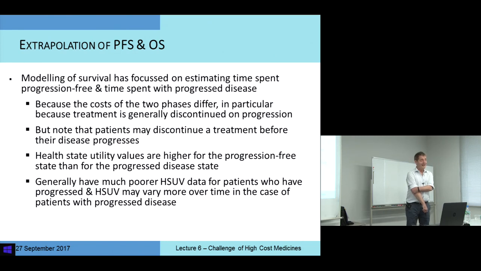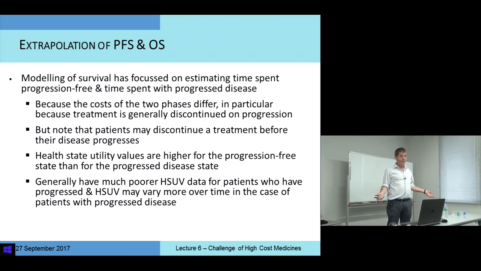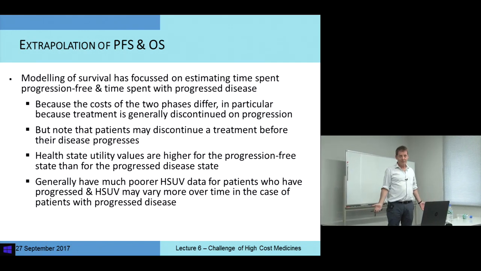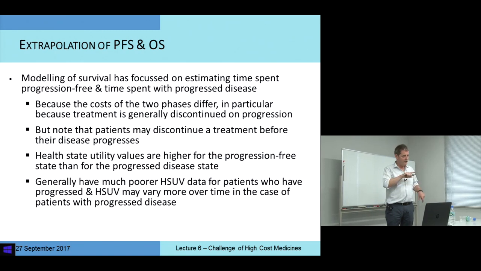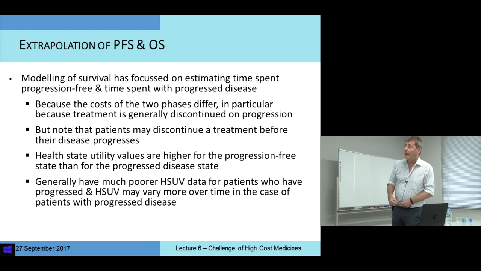I mean, in an ideal world, almost, the trial would go on until everybody was dead, then you'd know when everybody died. But of course, even with these cancers, that's impractical, because there's going to be a few people that live a long time. And so you have to extrapolate progression-free survival, you have to extrapolate overall survival. And that is quite a challenge sometimes.